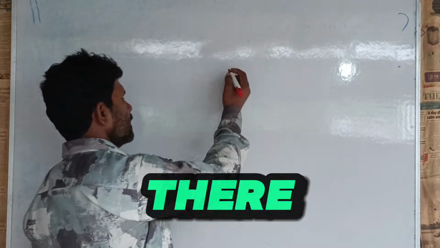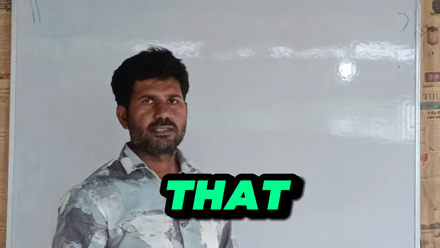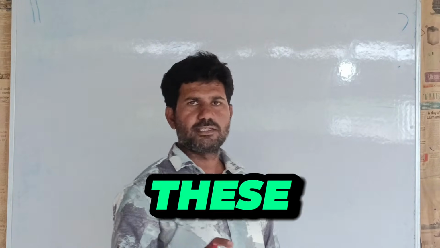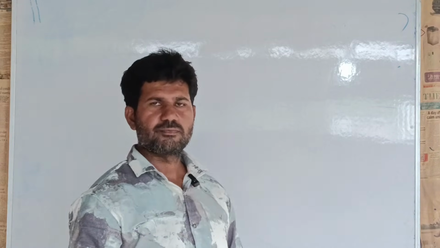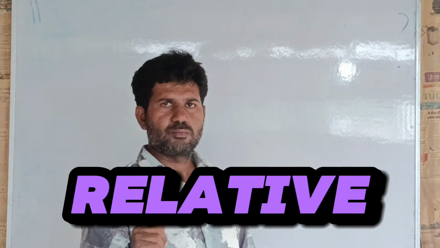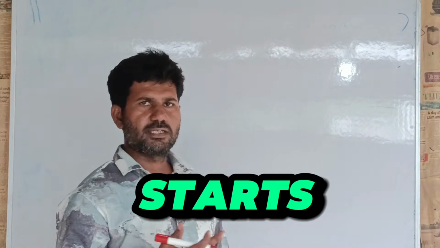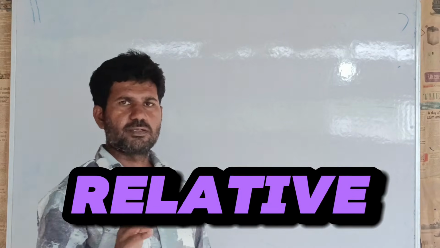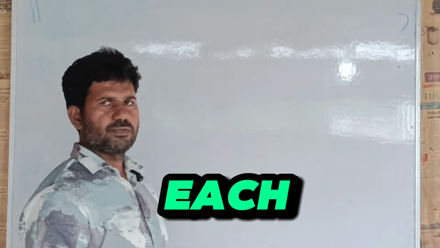First, there are 8 words that start an adjective clause. These 8 words are divided into 2 groups. The first group is relative pronouns, which contains 5 words that start an adjective clause, and 3 words from relative adverbs. We will go through each with examples.